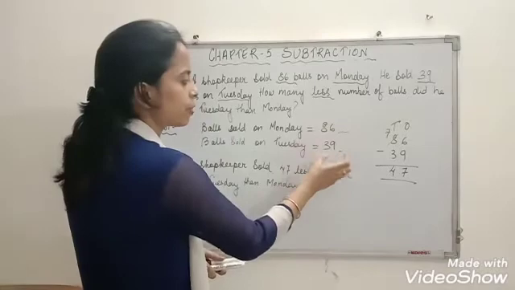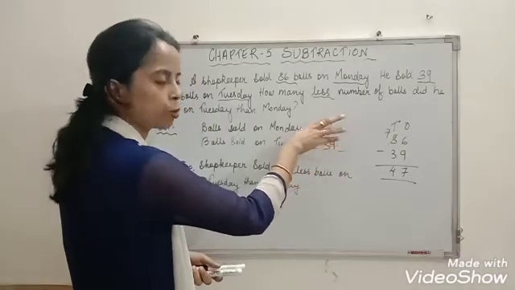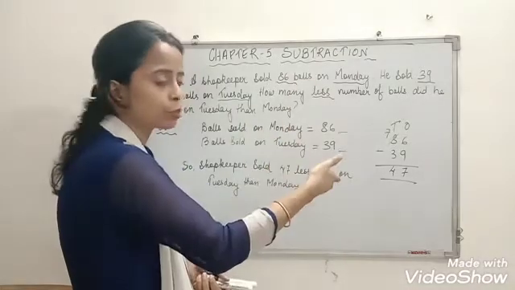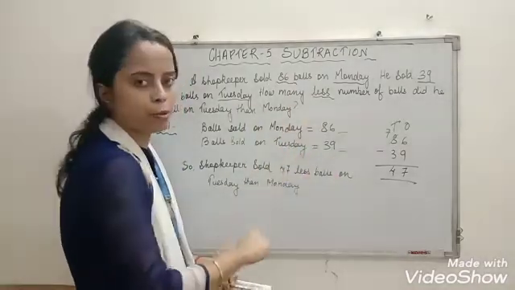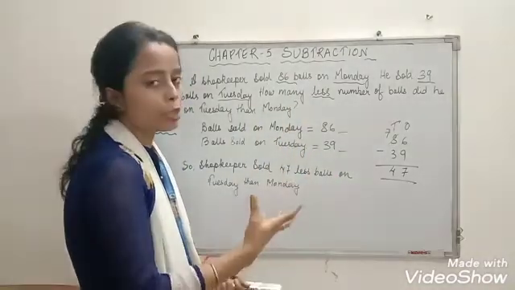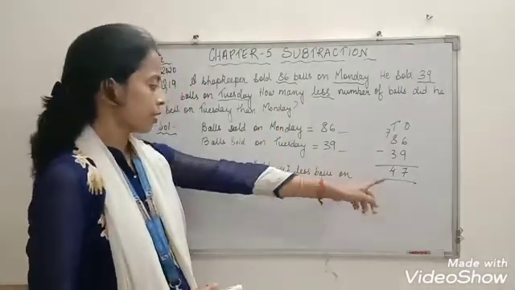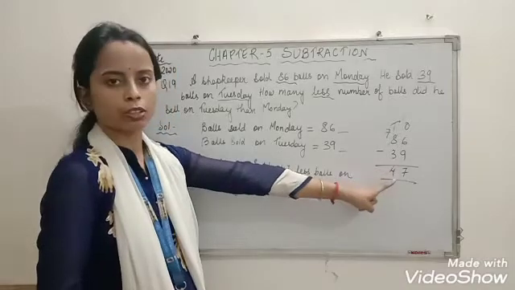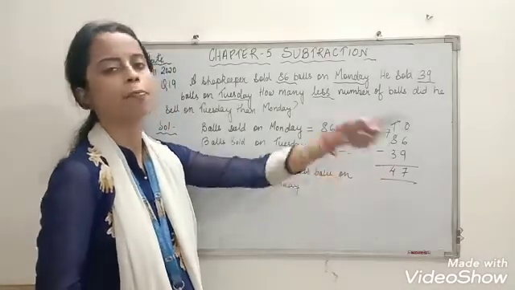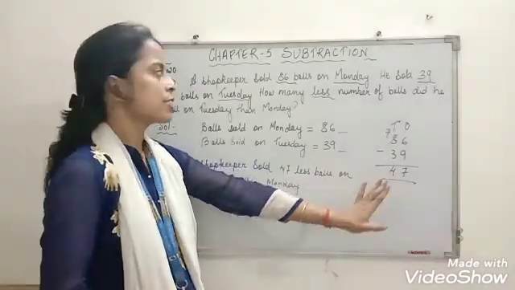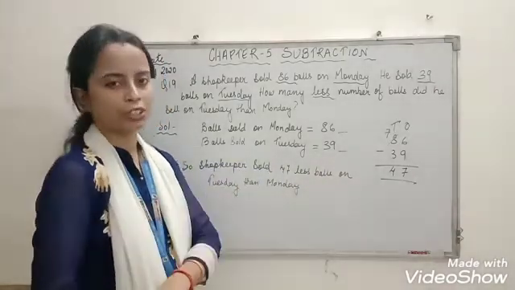By seeing the number only, we can say which day he sold more: Monday only. Which day he sold less: Tuesday. Now, what does the question ask? How many fewer balls he sold? So how are we going to find out? By doing subtraction. So, he sold 47 fewer balls on Tuesday than Monday. Clear, children? Clear?